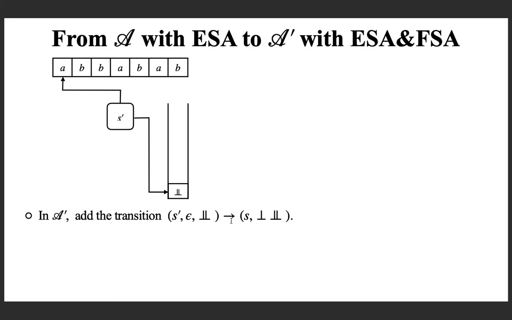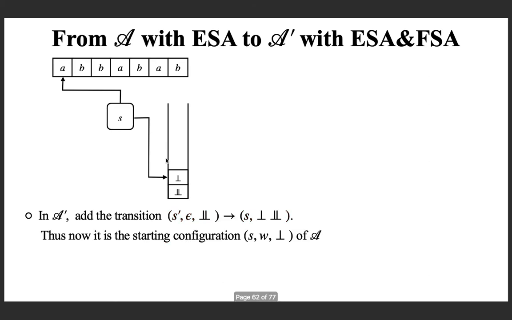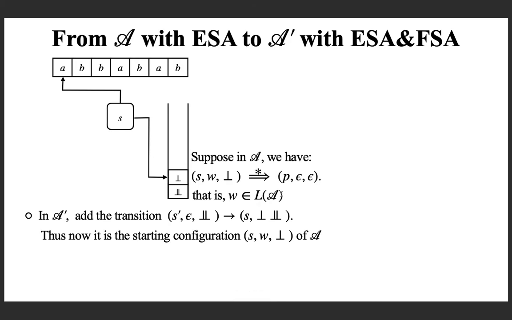And this also is the same. So what I did is, from the initial configuration, I did the same thing to move into the initial configuration of the original machine. And now what happens? This is the initial configuration of the original machine, and suppose you have this transition. Then you know that W is in the language, because when W is finished, nothing is there on the stack. Hence W is in the language of A.